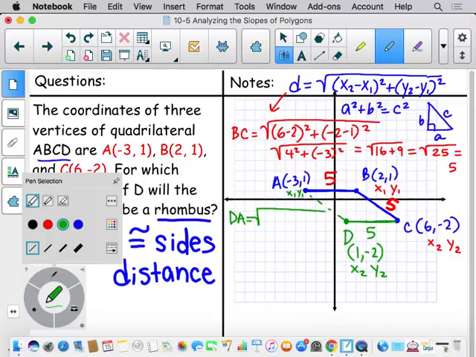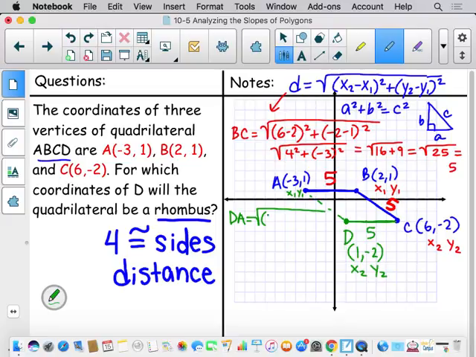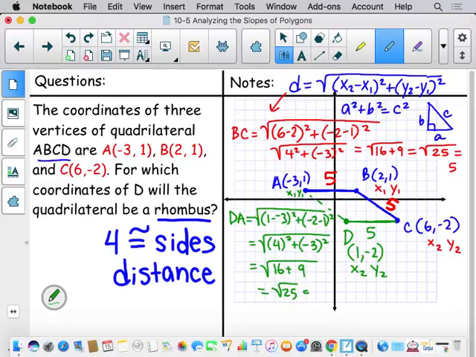All right, x2 minus x1: 1 minus negative 3, squared, plus y2 minus y1: negative 2 minus 1, squared. 1 minus negative 3, that's a chunky plus. So 1 plus 3 is 4. 4 squared plus negative 2 minus 1 is negative 3, so negative 3 squared. 4 squared is 16. Negative 3 squared is 9. Square root of 25 equals 5.